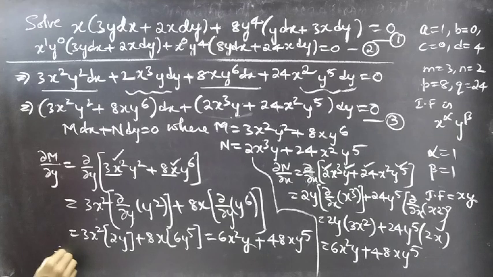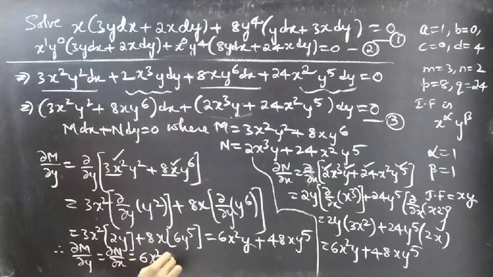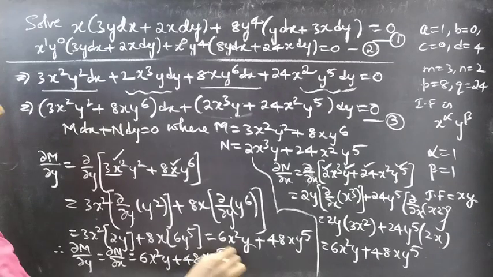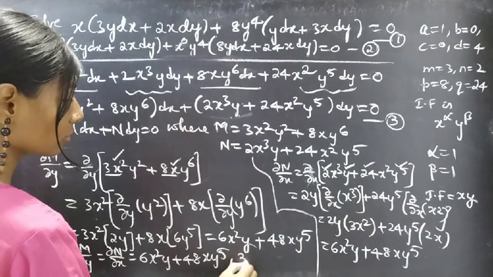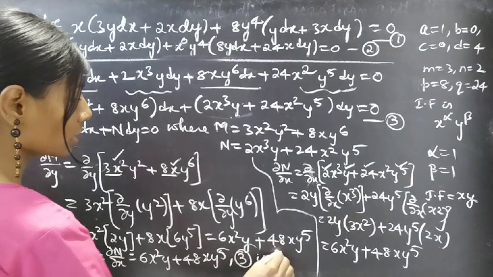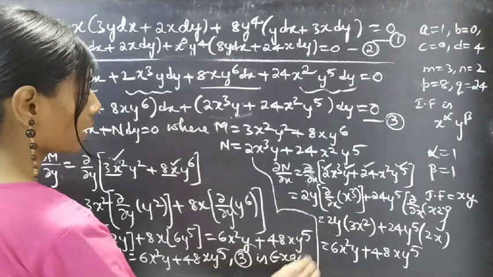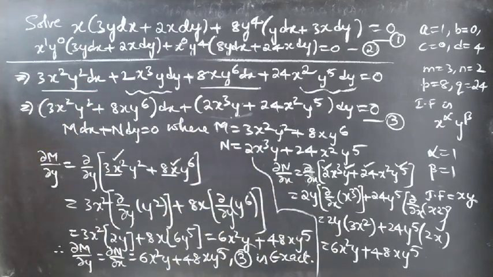Therefore, the partial derivative of M with respect to y equals the partial derivative of N with respect to x, equal to 6x²y plus 48xy⁵, which shows that equation 3 is exact. Equation 3 is exact, right?